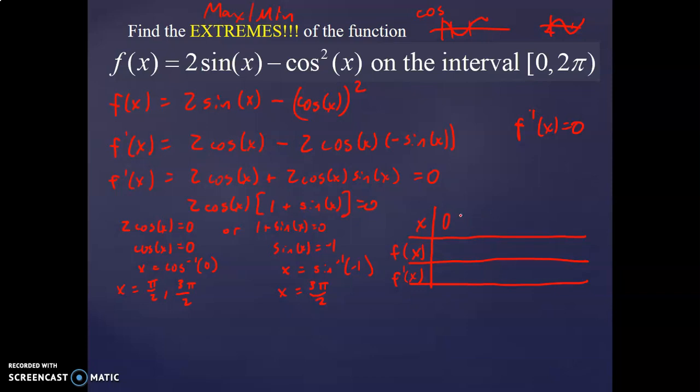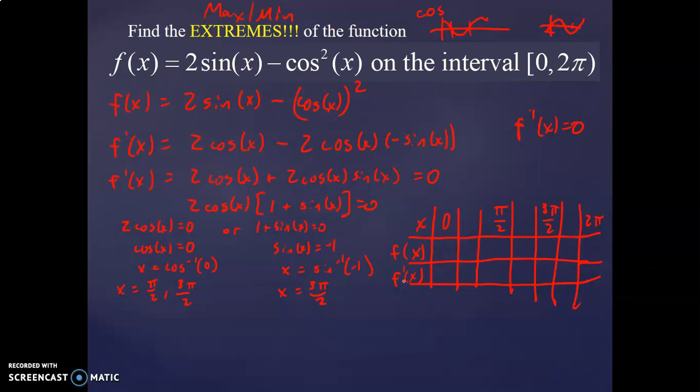So x is going to start at 0, leave some space. Make sure I put these in order. So pi over 2 needs to come next, leave some space, 3 pi over 2, leave some space, and then 2 pi. Even though 2 pi is not actually included, I need to check it because sometimes the endpoints might make it so that one of the other values is not an absolute max or min. Go back and watch the videos from Unit 5 if you don't know what I'm talking about.